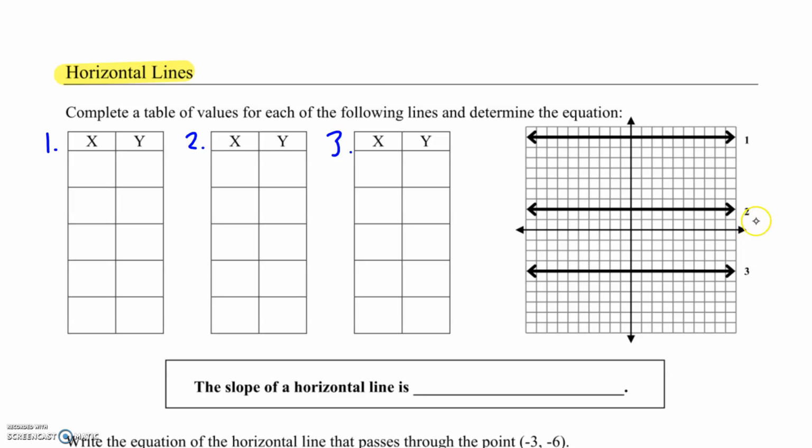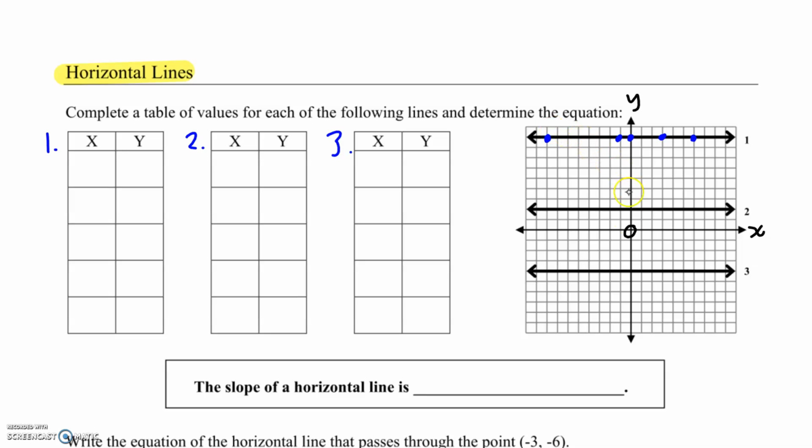Before I pick my points, I want to label my x-axis, my y-axis, and my origin. We're going to assume 1 unit for each square. So my first line, I'm going to pick 5 points. Any 5 points, it doesn't matter which ones you pick. And now we're going to write those points as ordered pairs in the table of values.